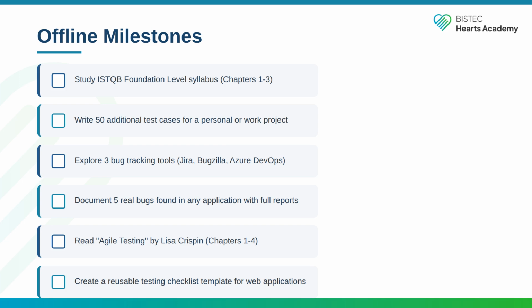Explore 3 bug tracking tools: Azure DevOps, Jira, and Bugzilla. Get hands-on with the tools real teams use. Azure DevOps has excellent test management built in. Jira with plugins like Zephyr is the most common combination in the industry. Bugzilla is open source and great for learning. In month 2, you will use these tools in your workflow.